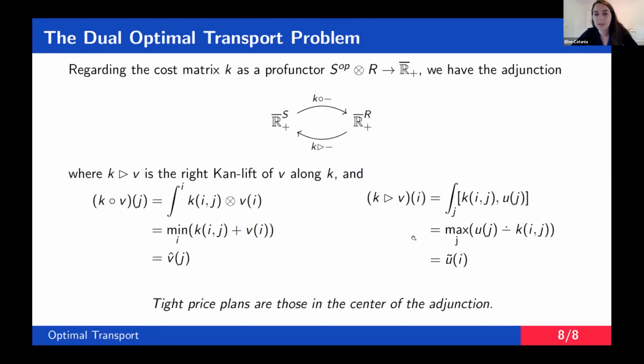And doing the same thing, taking the definition of the right Kan lift of V along K and seeing what this means in this category, we see that's just U tilde of I. And so we can see that in the center of this adjunction, we get precisely tight price plans. And with that, I will hand it over to Hussain for the last couple of minutes.